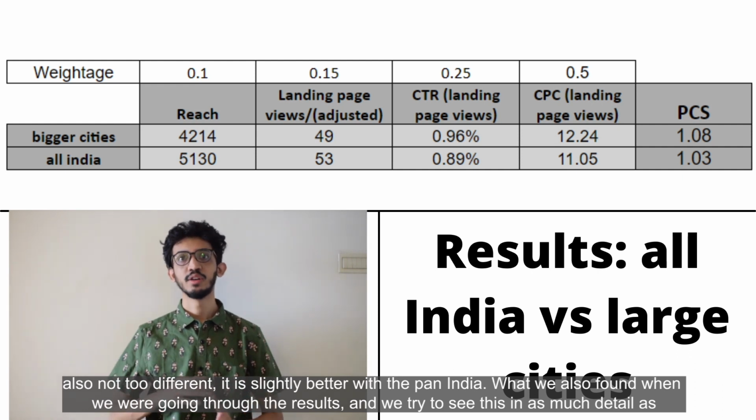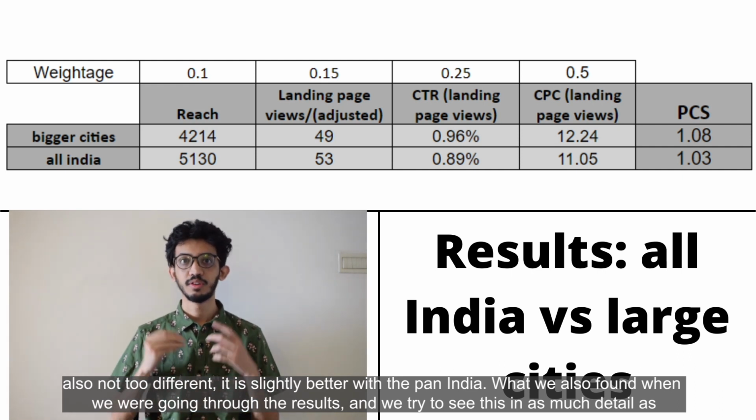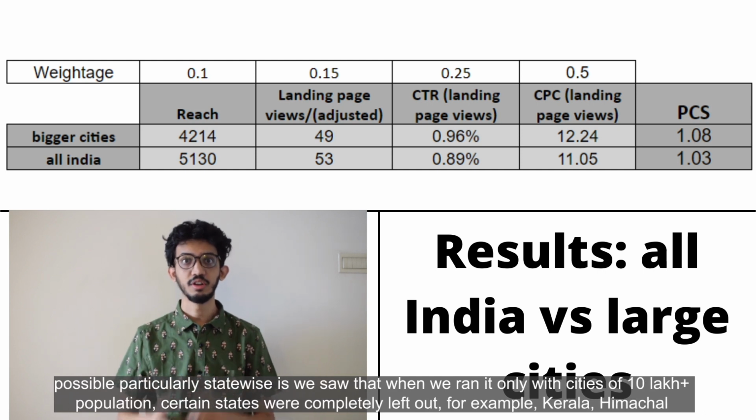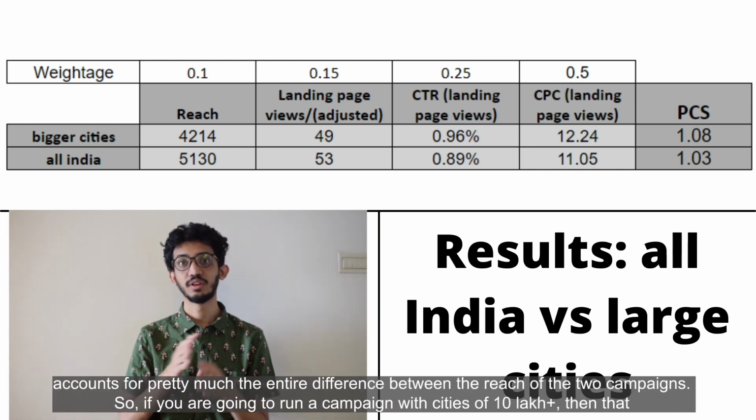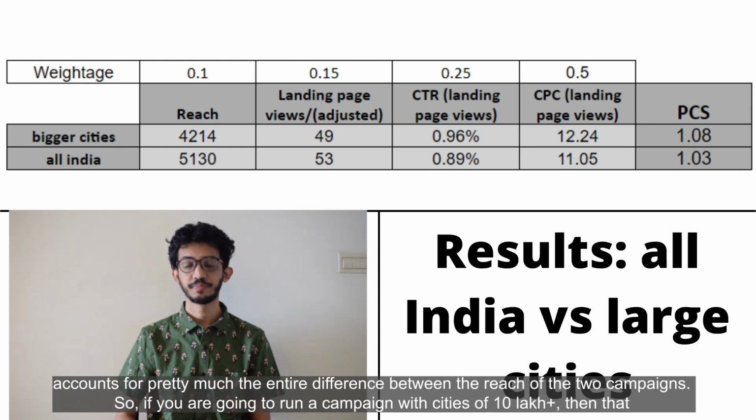What we also found when we were going through the results, and we tried to see this in as much detail as possible, particularly state-wise, is that when we ran it only with cities of 10 lakh plus population, certain states were completely left out. For example, Kerala, Himachal Pradesh, and a few others. When we actually went to those states and looked at the data from All India and accounted for that, that accounts for pretty much the entire difference between the reach of the 2 campaigns.